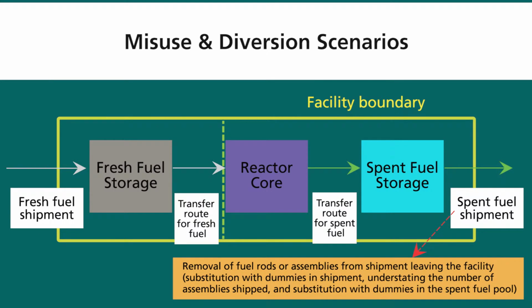One final misuse or diversion scenario is removal of fuel rods or assemblies from a shipment that's leaving the facility, either while it's leaving or shortly thereafter. Concealment methods here could be, again, substituting with dummies, understating the amount of assemblies or fuel rods in the outgoing shipment, and other falsification of records.